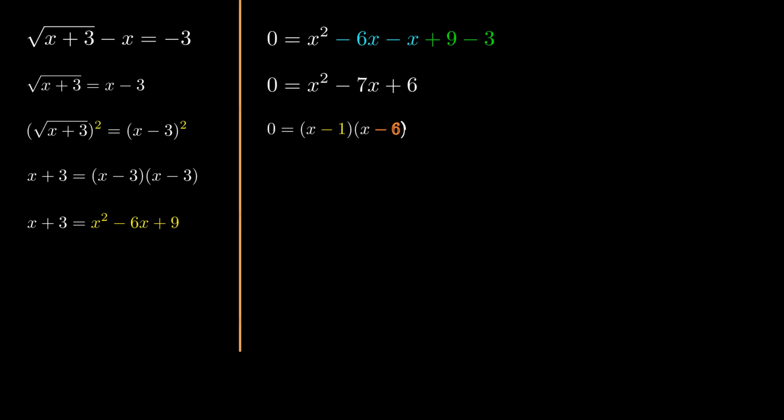Finally, we look for the factors, which are (x minus 1) times (x minus 6). This gives us the possible solutions x equals 1 or x equals 6. But we must check them in the original equation.